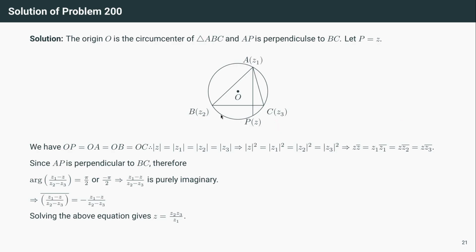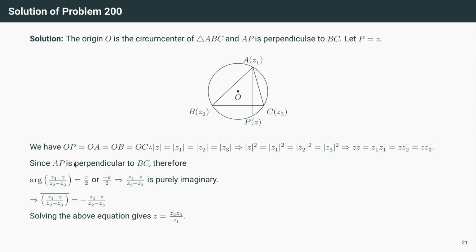So we have this circle, we have 3 points A, B, and C, z1, z2, z3. O is the circumcenter, which is origin. We drop the perpendicular from A, we have P, z. Now, since O is circumcenter, therefore OA will be equal to OB equal to OC is equal to OP. So we will have mod z is equal to mod z1 is equal to mod z2 is equal to mod z3. So we square them, they will be equal, and we have this equation here. From the mod z square, we expand this. So we have this equation.